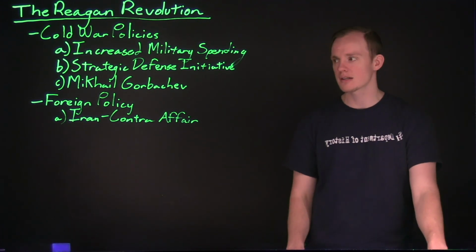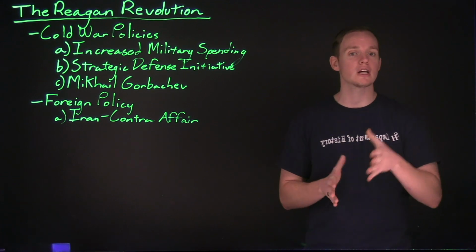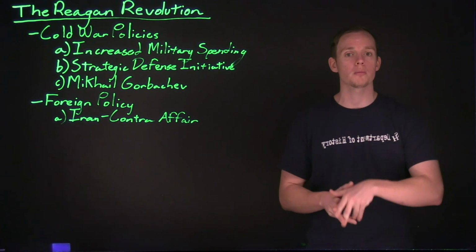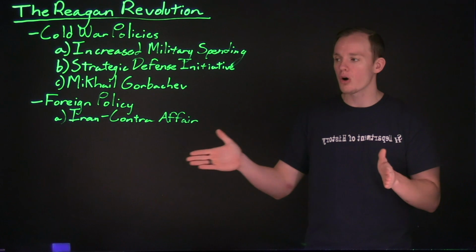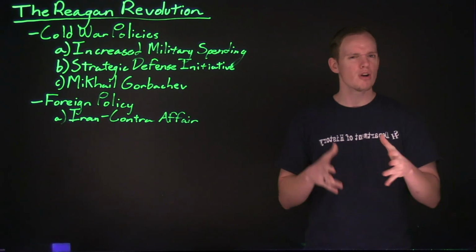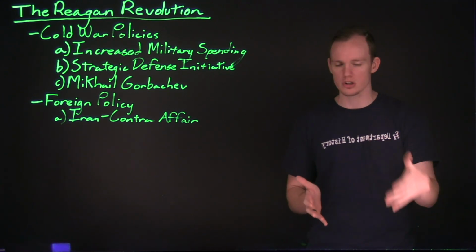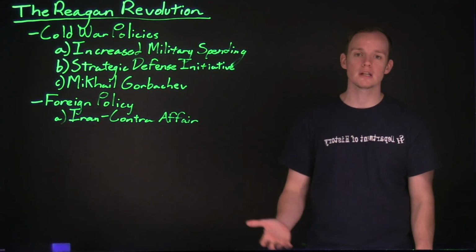Well, through this policy, members of his administration are also going to take some of that funding and some of those arms that were being sent to Iran and divert them over to the Contras. And what will result is the Iran-Contra affair. Very similar to Watergate, during the latter portion of the Reagan administration, it would start to be heavily reported on, and there would be Senate hearings.